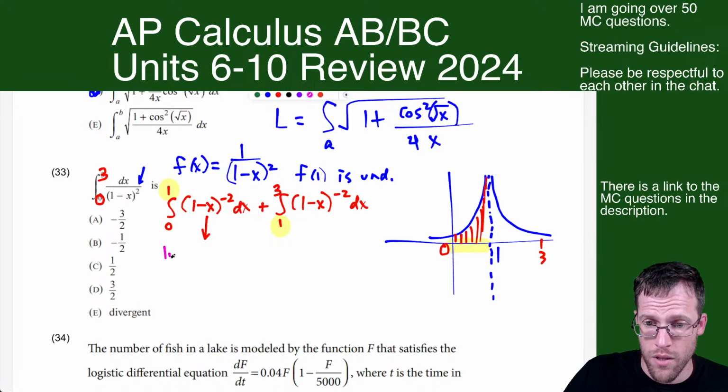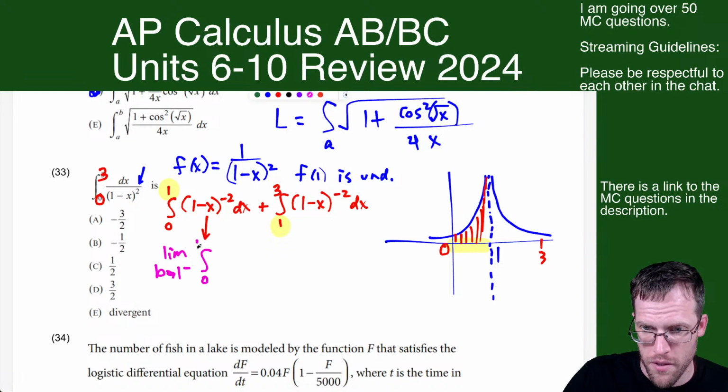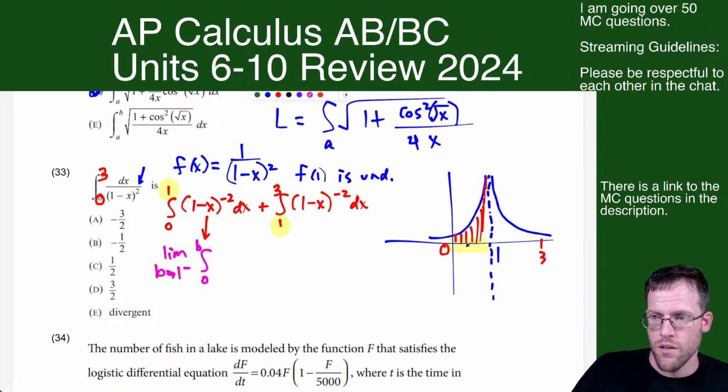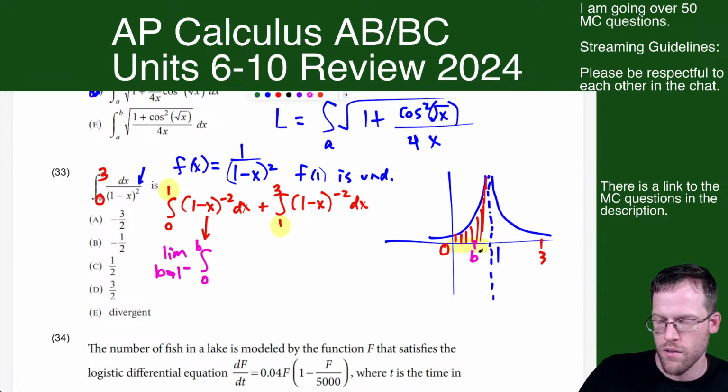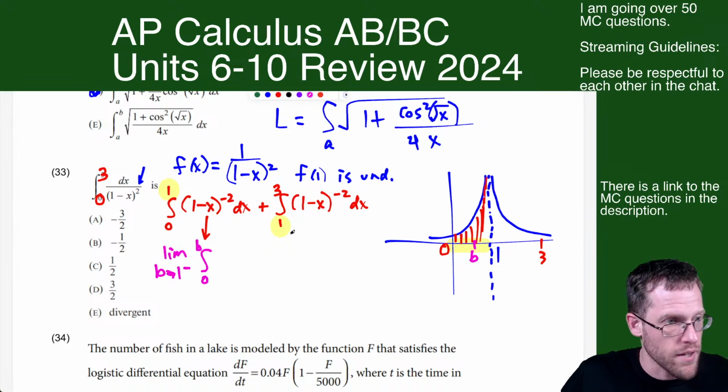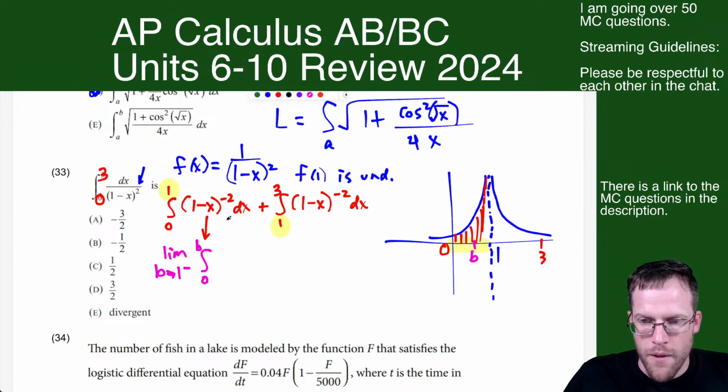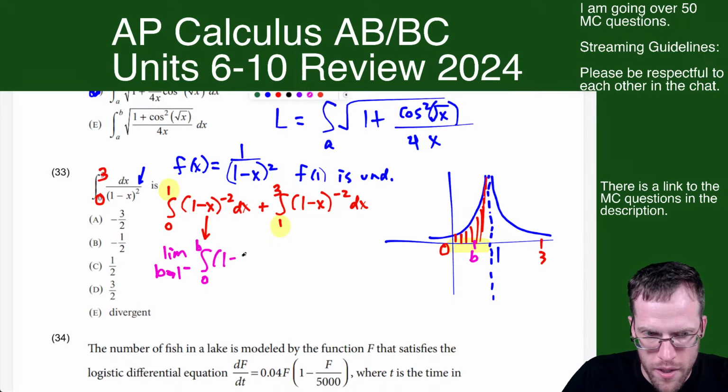I'm going to do the limit as b approaches 1 on the left. Integral 0 to b. Okay, I'm going to use that notation. Okay, so instead of going to 1, I'm going to use b, and I'm going to get close to 1 from the left and see where am I headed. Okay, so here, 1 minus x.